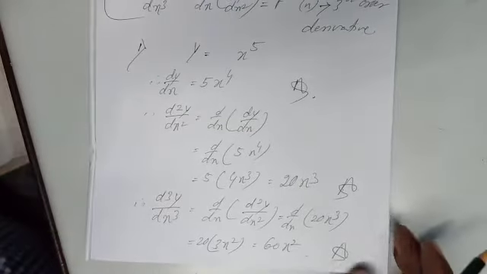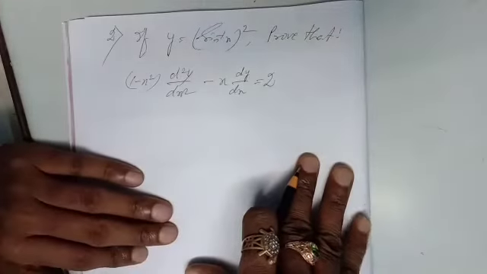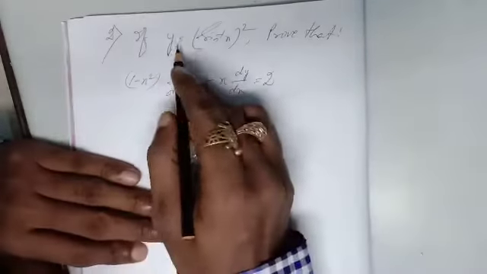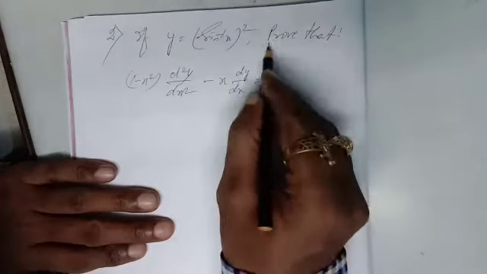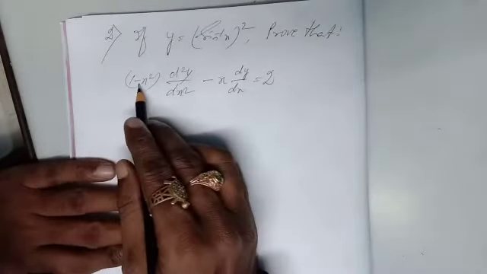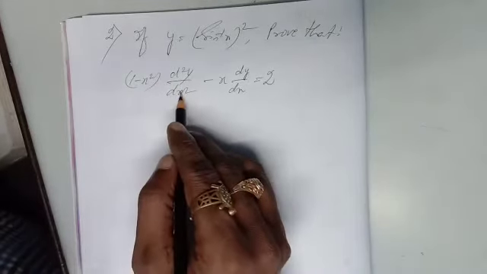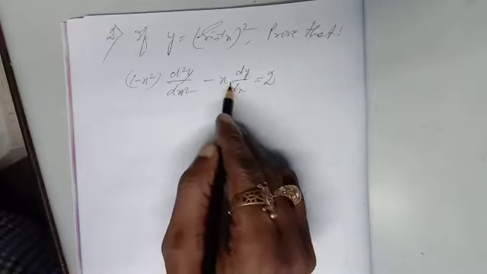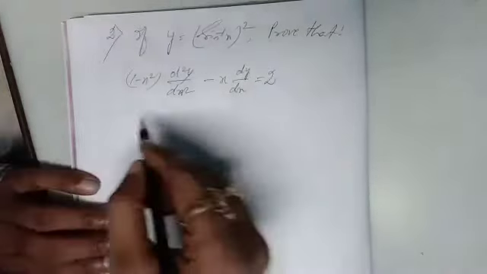Okay, let us see the next question, number 2. If y is equal to sin inverse x whole square, then you have to prove that 1 minus x square whole into d square y by dx square minus x into dy by dx is equal to 2. You have to prove it. Okay. Just see.